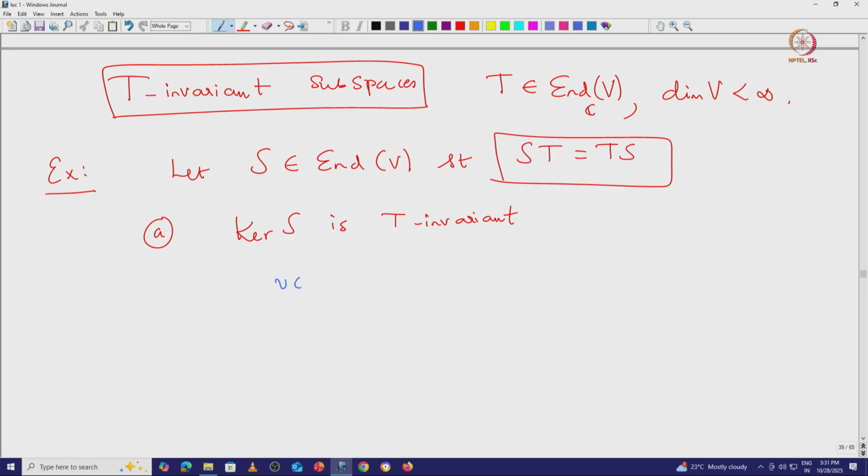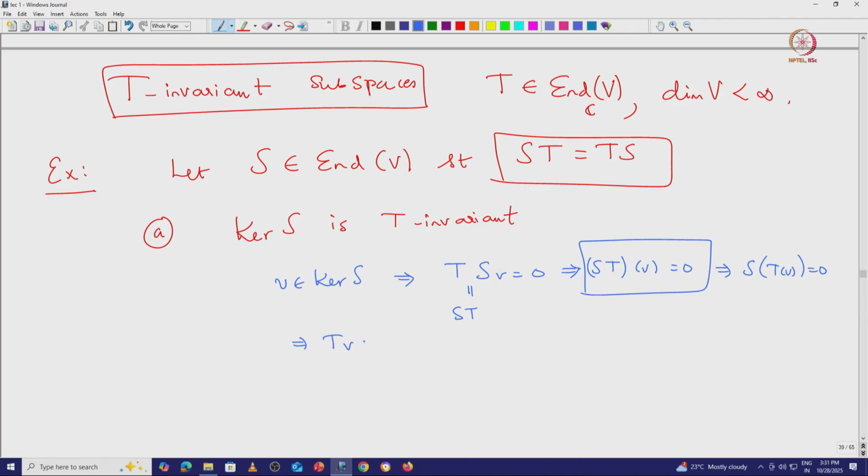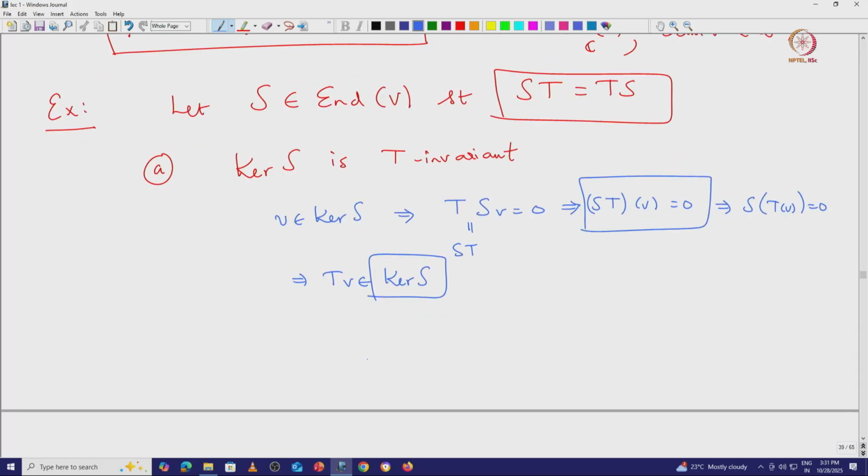For example, if you start with a vector v in kernel S, then that simply says that Sv is 0. Now, you apply T. Then TSv will be 0, but TS is the same as ST. So that implies STv is 0, you just switch S and T. That means S of Tv is 0. So Tv is in the kernel of S. That means kernel S is T invariant.